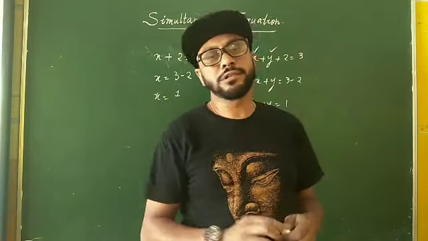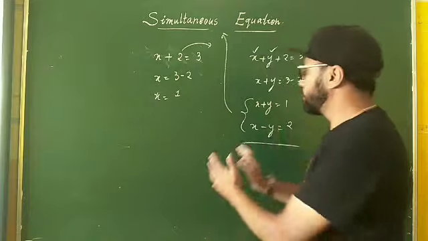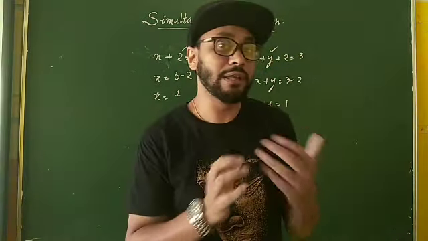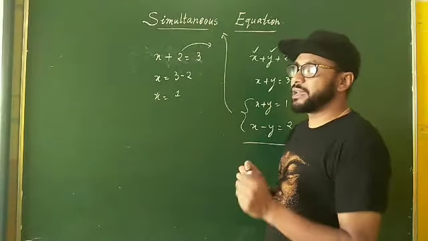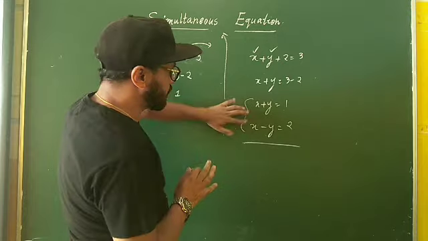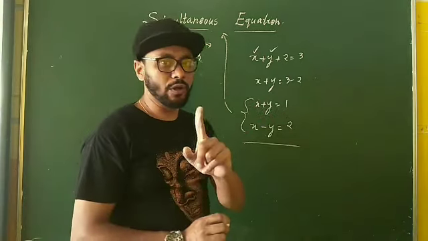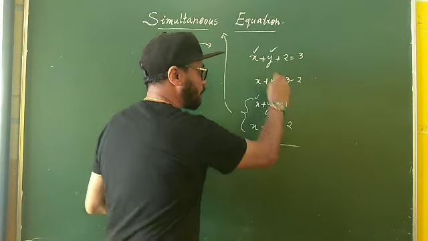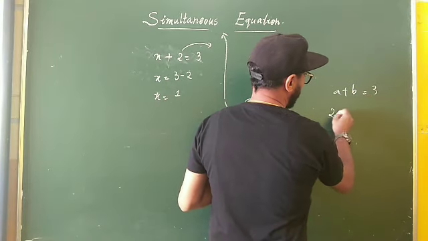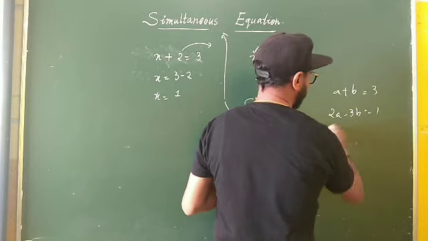Alright, now let's discuss the methods to solve this kind of simultaneous equation to find the value of the variables that I use, x and y. But keep this in mind, till class 10, you will get equations related with two variables only. So if you look at this one, x, y, or sometimes a plus b is equals to 3, or 2a minus 3b is equals to 1. So this kind of equation.